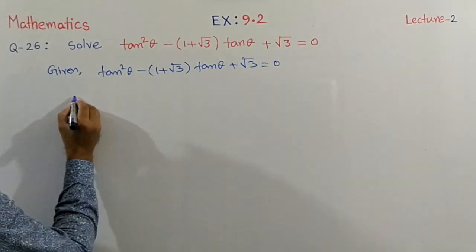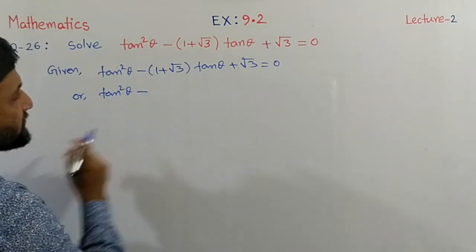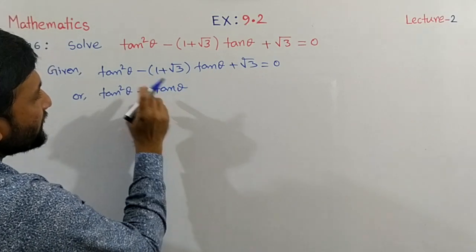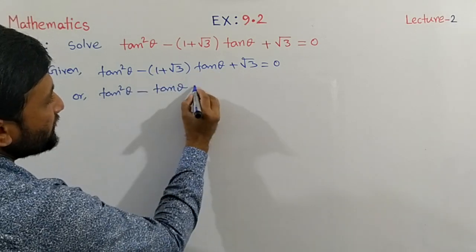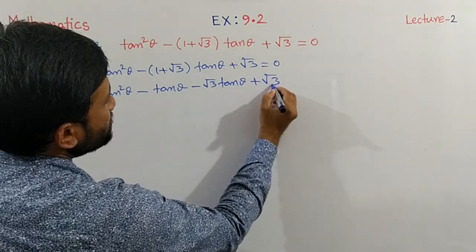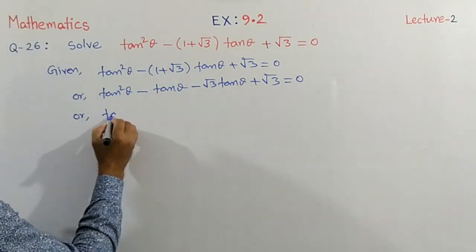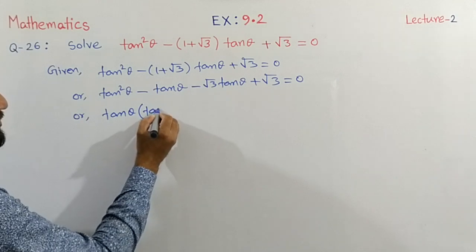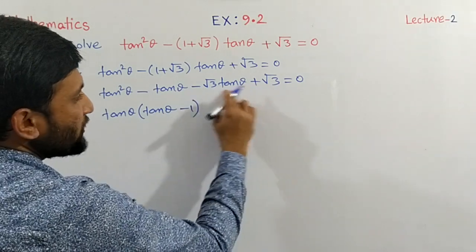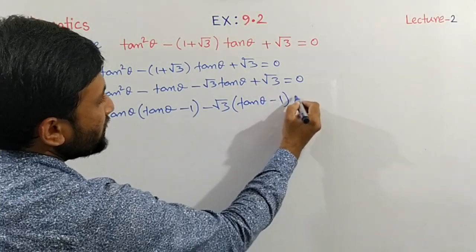to 0. Now by simple calculation we can write tan square theta minus 1 into tan theta, that means minus tan theta, and then minus root 3 into tan theta, that means minus root 3 tan theta, and then last term is root 3 equal to 0. Here see that from first two term we can get common tan theta. So rest part tan theta and then minus 1, and for last two term we can get common root 3. So rest part tan theta minus 1 equal to 0.